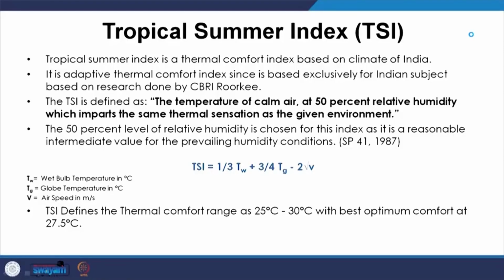The thermal comfort index, which was developed for India by scientists from CBRI, Central Building Research Institute at Roorkee, is an adaptive thermal comfort index because it was exclusively based on the study of Indian subjects, human beings within the tropical climate of India. It took into account the wet bulb temperature, the globe temperature and air speed. So, we are taking into account the radiation, the dry bulb temperature, humidity and air speed. So, all 4 environmental parameters were taken into account, and the subjects were tropical subjects.